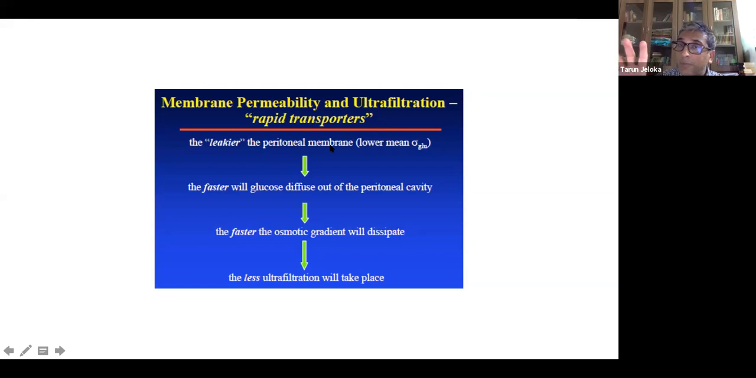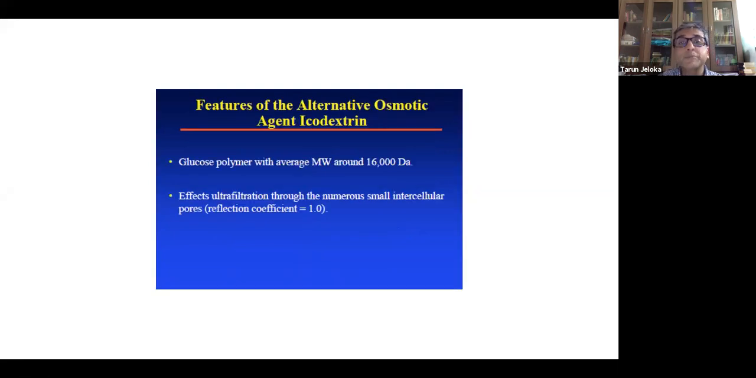So again, remember PET, fast transporters, slow transporters. Slow transporters, tight membrane, high reflection coefficient. It may be a little difficult at this stage, but if you go through it once again, you will realize that it is very simple. So this was about glucose. Now let's discuss icodextrin.